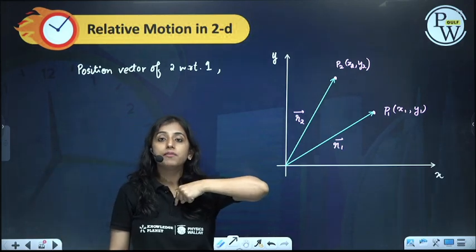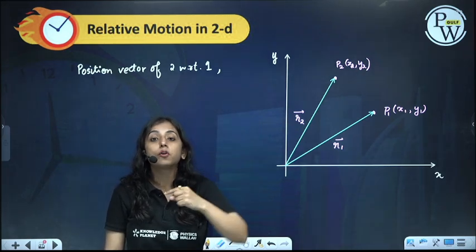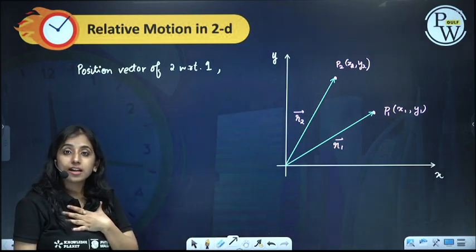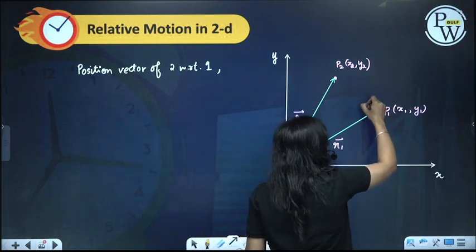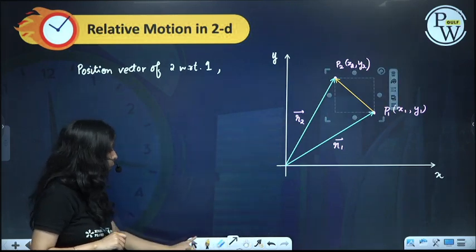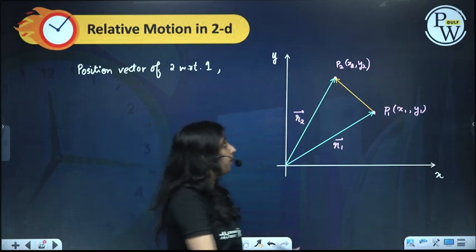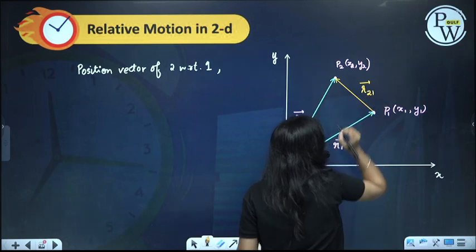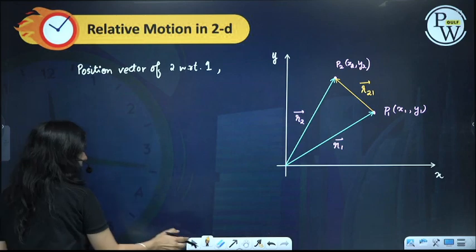When I am observing, how will I observe? I will observe that the chair is at 10 meters from me. The table is at 2 meters from me. So I take myself as the origin and then measure the particle's position. So when 1 is the observer, 1 will draw the position vector like this from itself to the position of the particle. So this is the position vector of 2 with respect to 1.